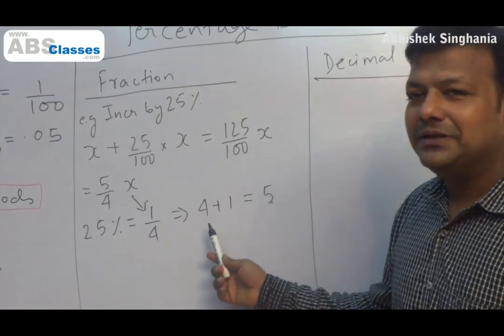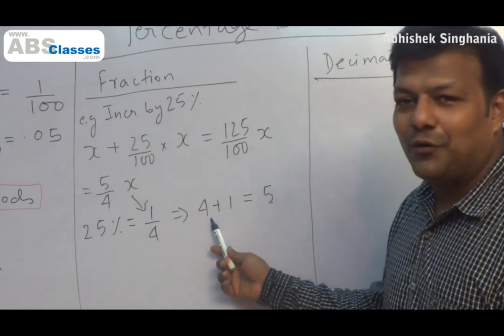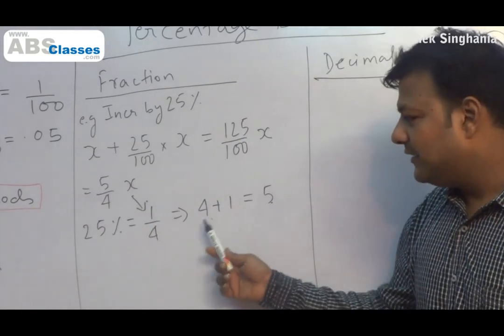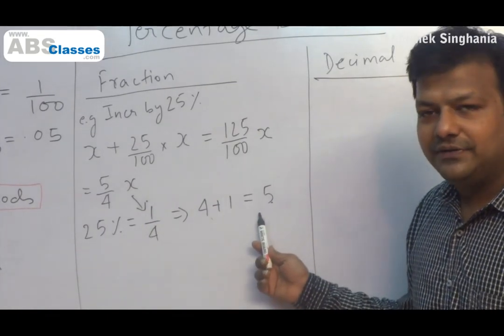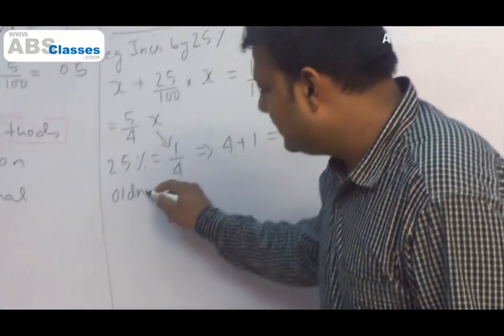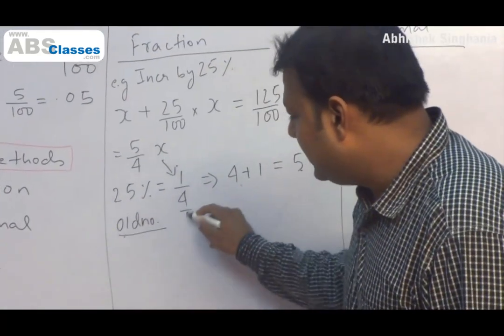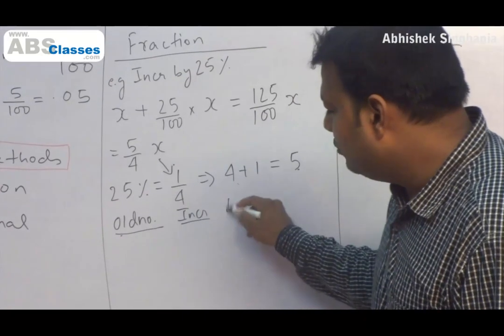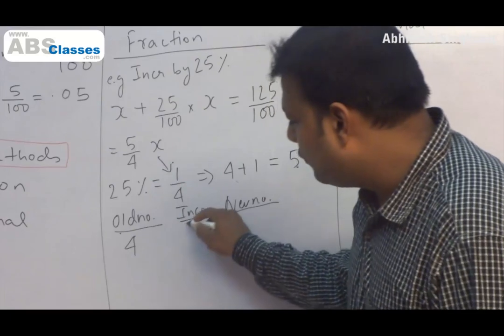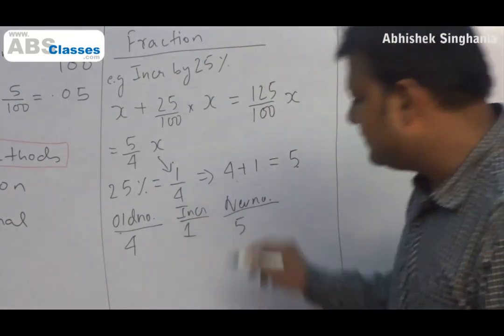So basically it means that if the original number was 4, I increase it by 25%, which is 1, and therefore the number ends up becoming 5. So ratio of old number, increase, and new number will be 4, 1, 5.